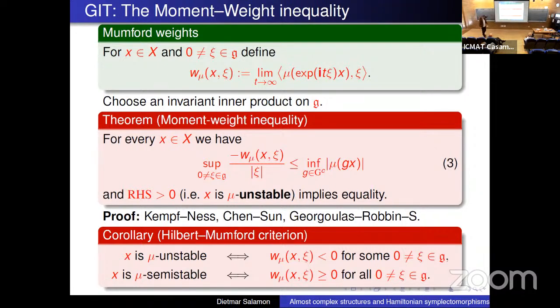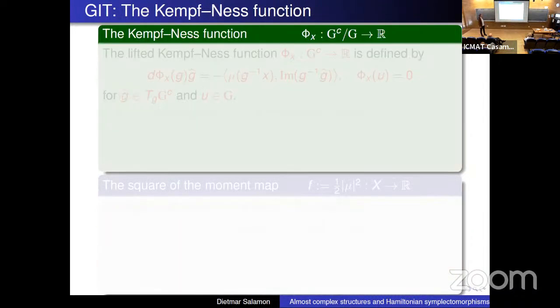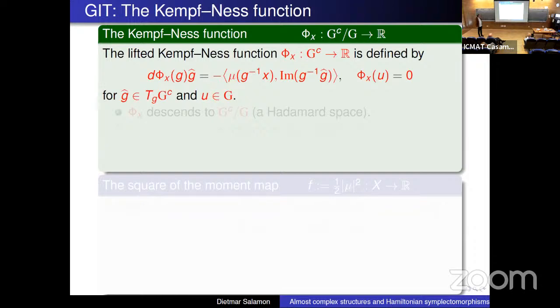So now, a key ingredient in proving all these assertions, especially in establishing the moment weight inequality, is the Kempf-Ness function. So one considers this homogeneous space GC mod G, and this is a Hadamard manifold with negative curvature for the standard metric arising from the choice of an inner product on the Lie algebra that is also already needed for the moment weight inequality. And then the moment map gives rise to a natural function on this complexified space GC that is essentially defined by its derivative.